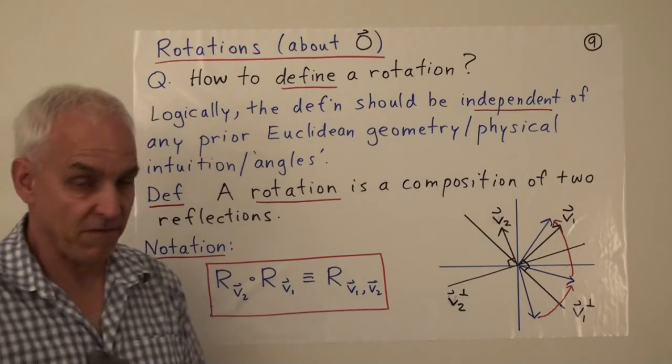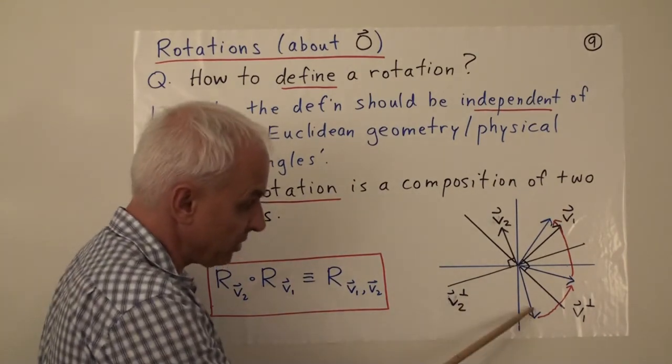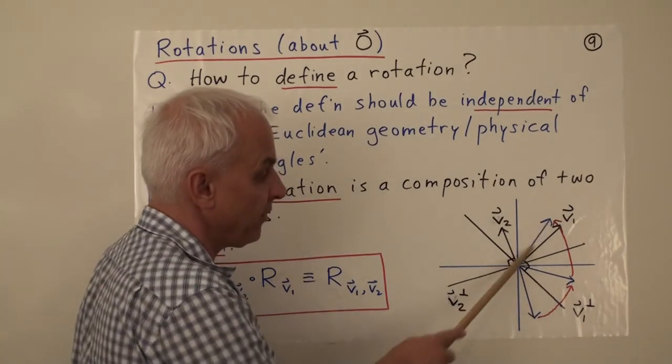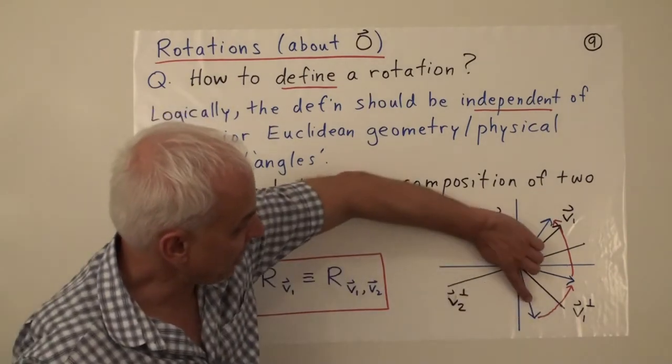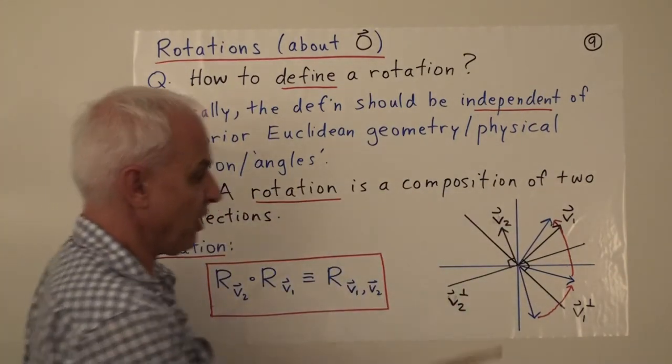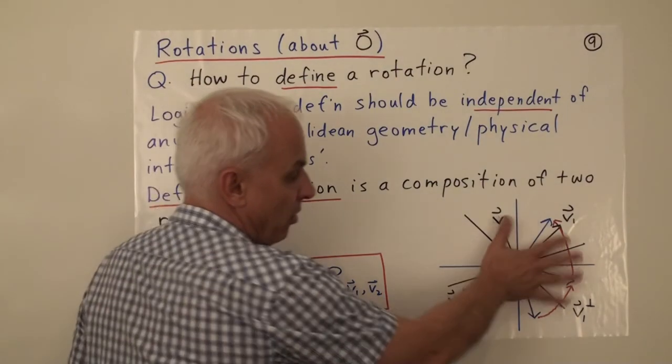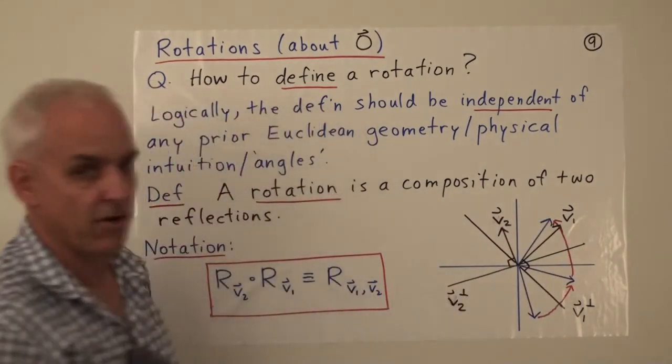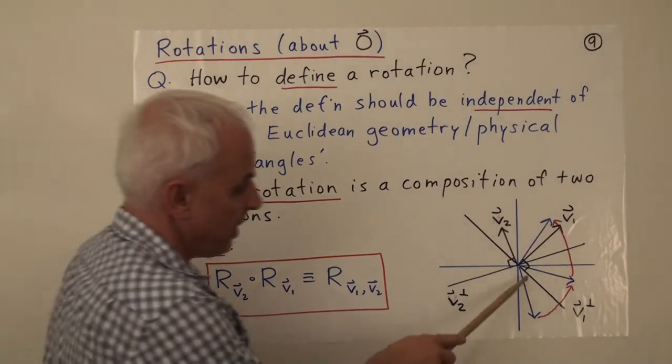So the cumulative effect is to take this vector as the input and send it to this vector here. So it ends up being a rotation. You can test it out for other vectors and convince yourself that what's happening is that the whole plane is being rotated around by that much.